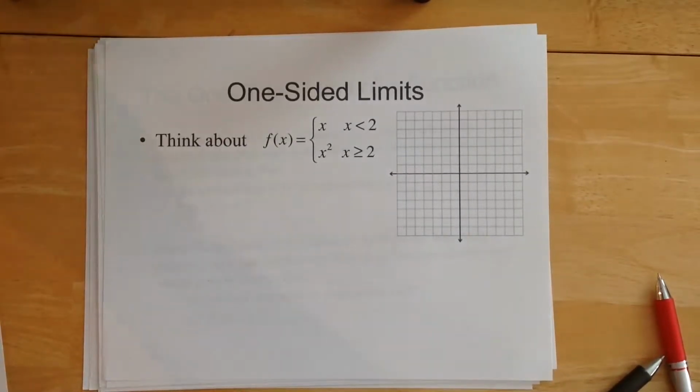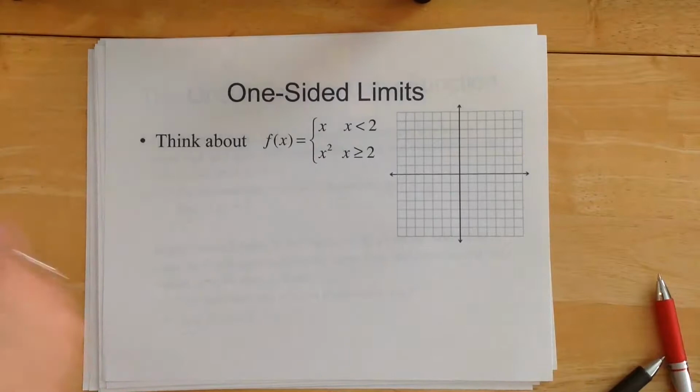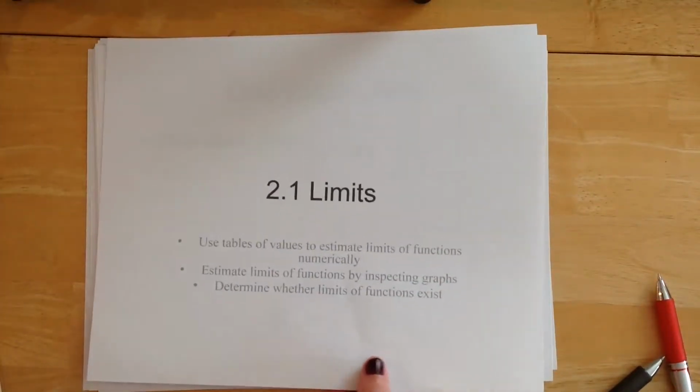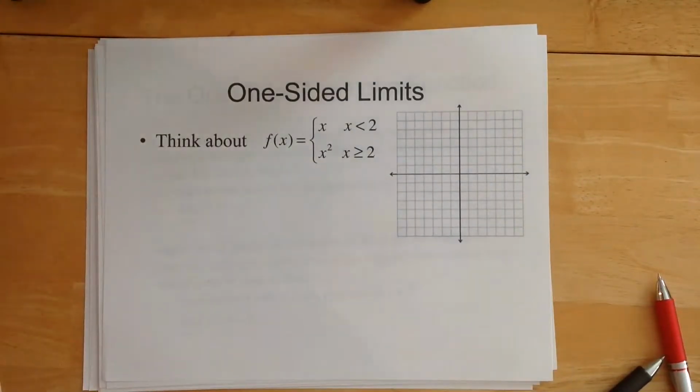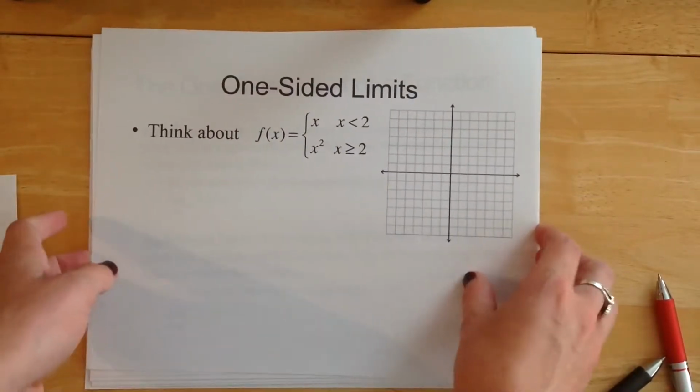Okay, so this is going to be part 2, or day 2, of our 2.1 limits lecture. We talked about evaluating limits by creating a table of values and also graphically by analyzing the graph of the function that we're looking at. We talked about different examples of when limits exist, but also when they fail to exist. And now we're going to talk about one-sided limits.